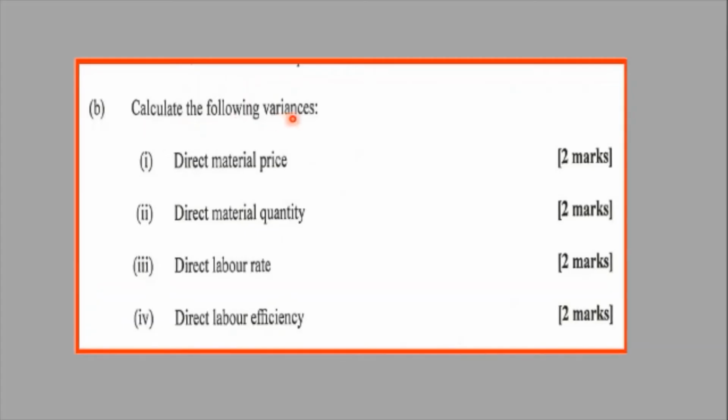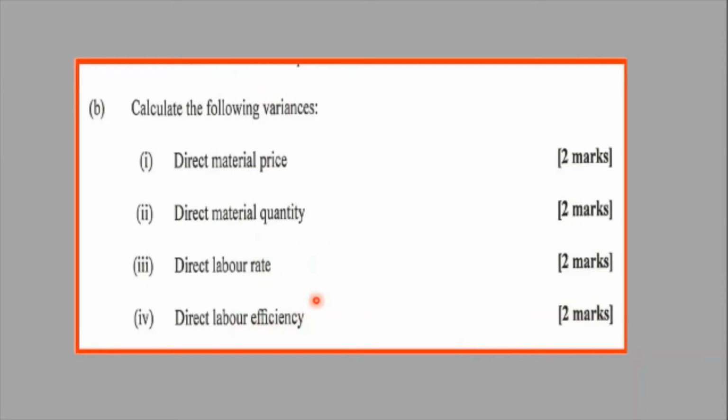Calculate the following variances: direct material price, direct material quantity, direct labor rate, and direct labor efficiency. So when we're looking at material, it has price and quantity. When we're looking at labor rate, we have rate and efficiency, but it's really the same thing. The labor rate is a price, and the labor efficiency has to do with quantity of labor. So all of these are basically the same sub-variances.